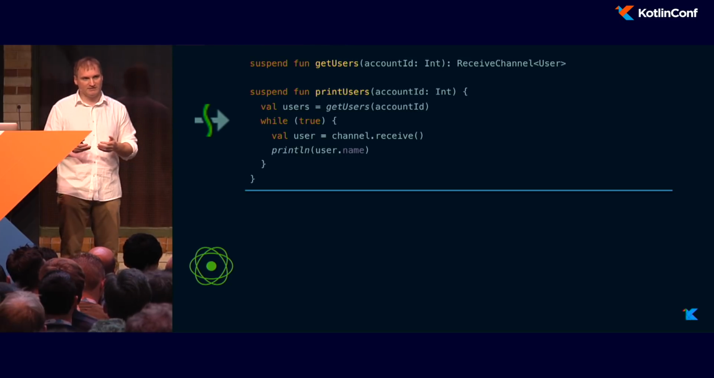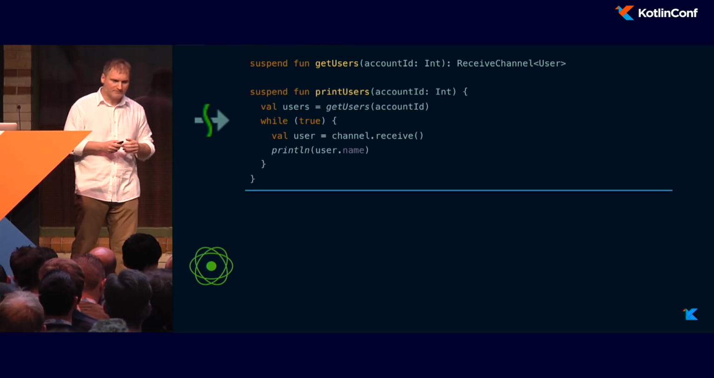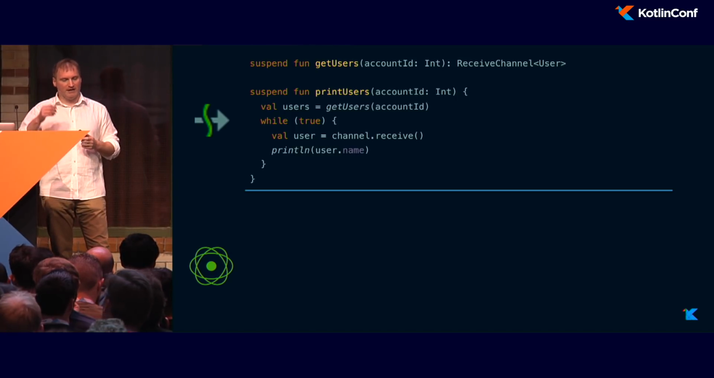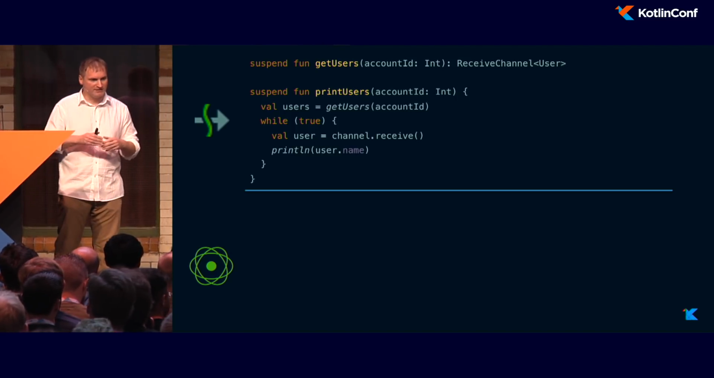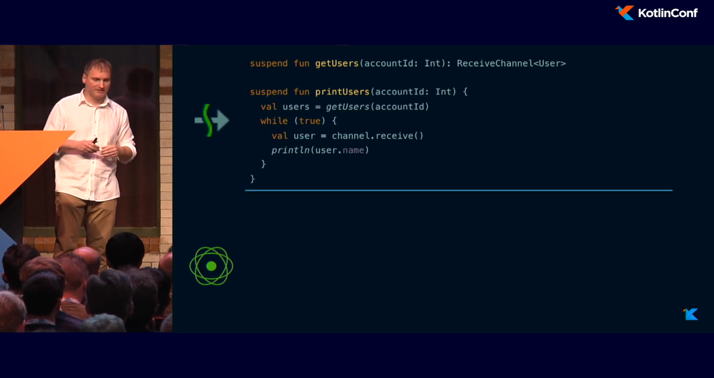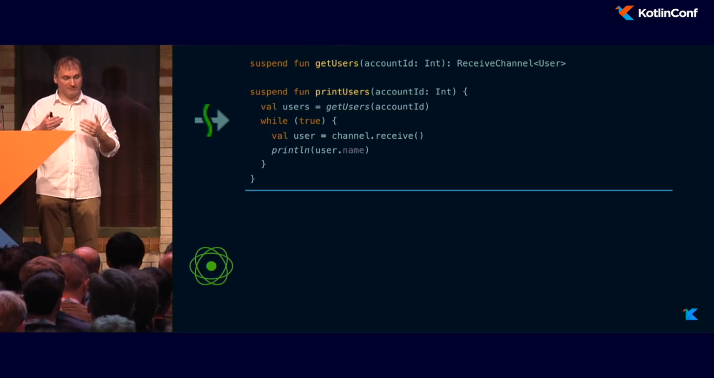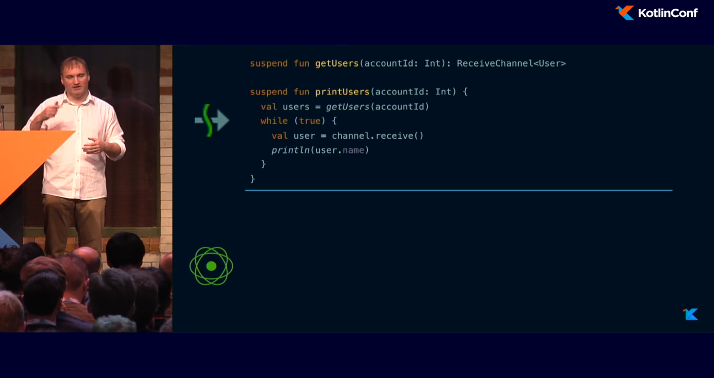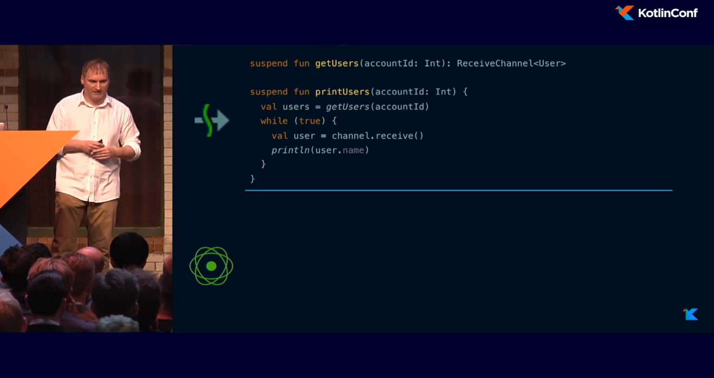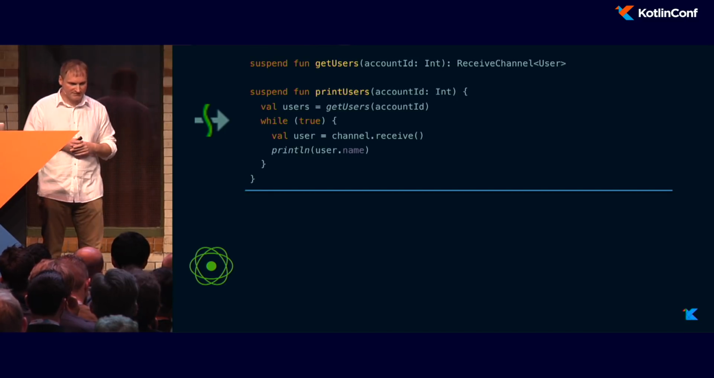The important thing about sending and receiving from channels in coroutines is that these functions are suspending, and that has quite nice consequences. We can see here code which just receives values from a channel. We want to print all the users for a particular account ID. So we get the users as a receive channel, and then we loop receiving the values from the channel, and we print the names of these users.